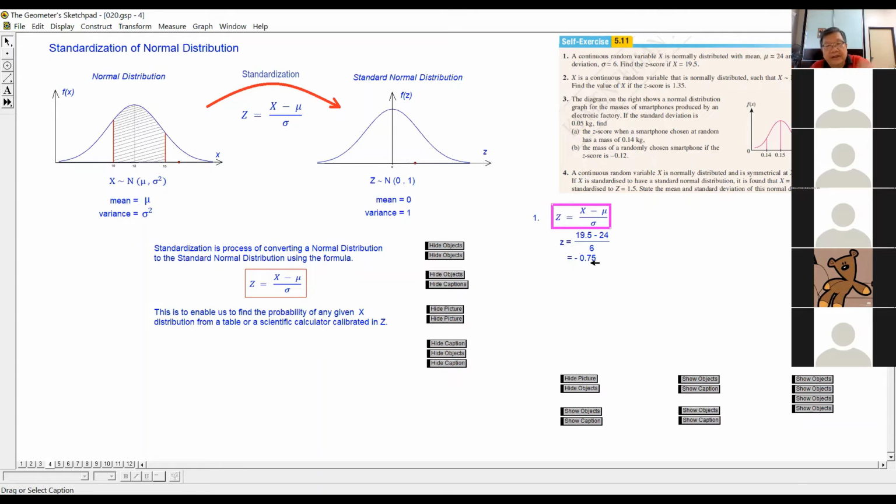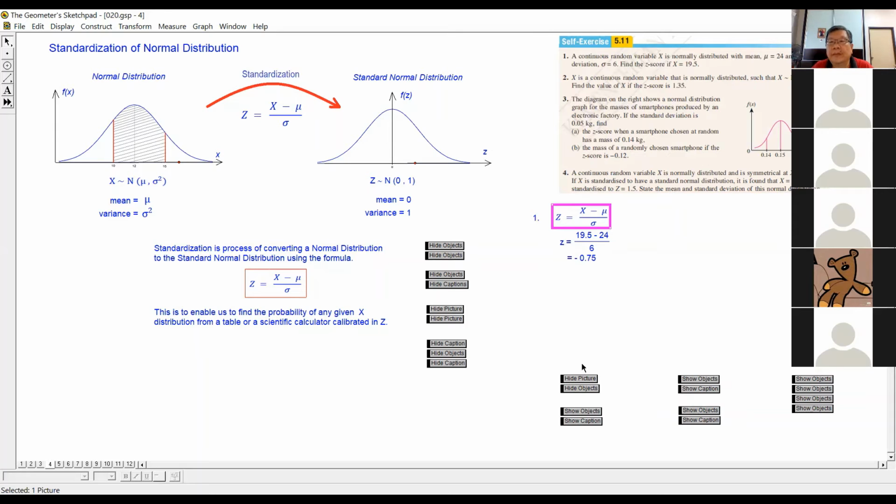0.75. Now this number, negative 0.75, you can find from the calculator or from the table. Okay, so this is how we convert: substitute the numbers into the formula. Can you read question number 2?